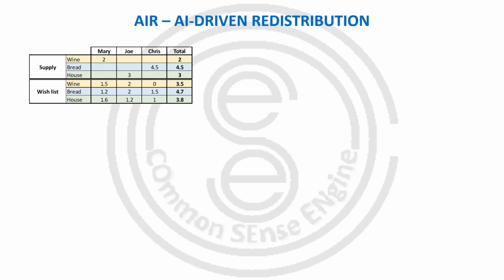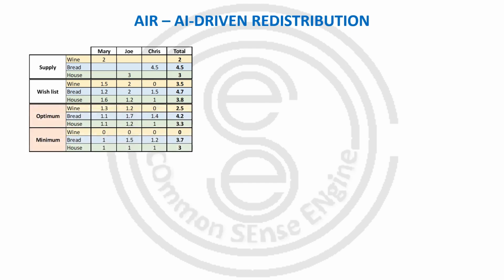Now AIR, the AI-driven redistribution, comes into the picture. First, AIR calculates the optimum and minimum consumption for each person. One input to this calculation is the historical impact of increasing or decreasing supplies on individual productivity. For example, when Joe was given 1.5 loaves of bread in the past, he was fine but did not have the energy to build any houses. When he ate 1.9 loaves, he made 3 houses, just like when he ate 1.7.